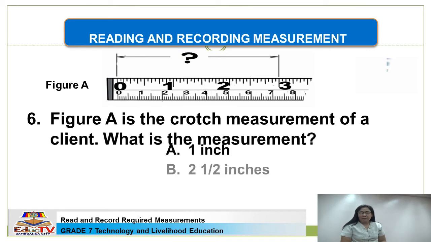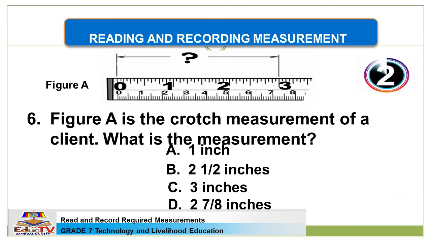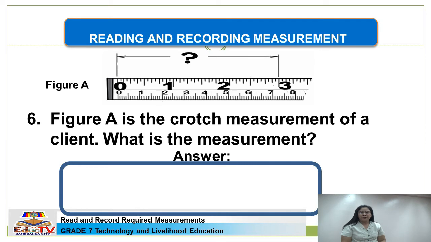Number 6, figure A is the across measurement of a client. What is the measurement? Letter A, 1 inch. Letter B, 2.5 inches. Letter C, 3 inches. Letter D, 2.78 inches. Timer starts now. Great! The correct answer is letter C, 3 inches.